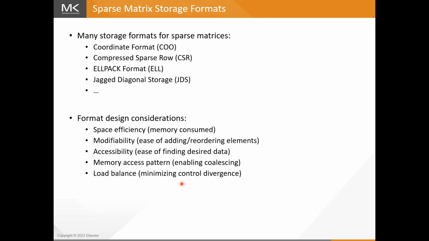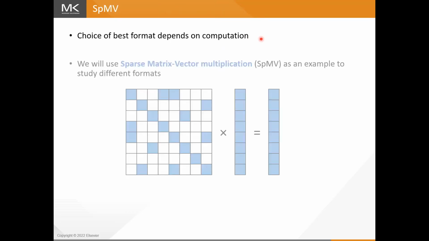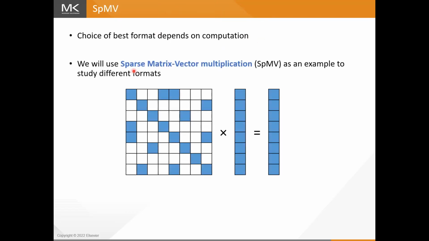Okay. Now, the best format usually also depends on the type of computation that we're performing. Different computations would prefer different formats. So in this lecture, we're going to focus on the hello world for sparse matrix computations, which is SpMV. Like I said, the choice of the format depends on the computation. We will be looking at SpMV, which stands for sparse matrix vector multiplication, and we will be using SpMV as a case study for today's lecture and next time's lecture.